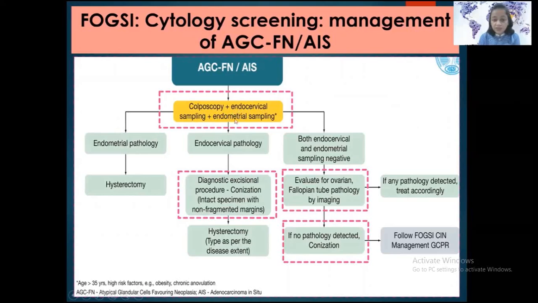colposcopy with endocervical and endometrial sampling. If endometrial pathology is detected, hysterectomy is provided as an option. If endocervical pathology is detected, then a diagnostic excisional procedure like conization has to be performed. But if both are negative and cytology has given a diagnosis of AGC-FN or AIS, then this female has to be evaluated for ovarian and fallopian tubal pathologies. And if any of these is detected, then she has to be treated accordingly. However, even if none of these are detected, then also conization is recommended by FOXI.